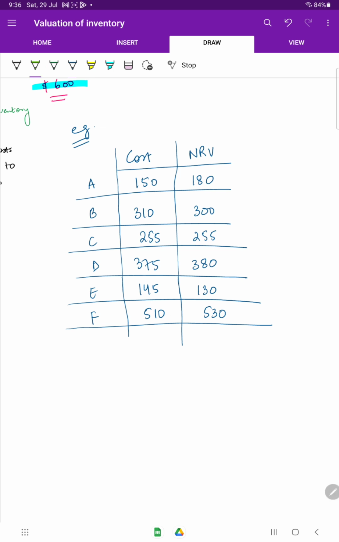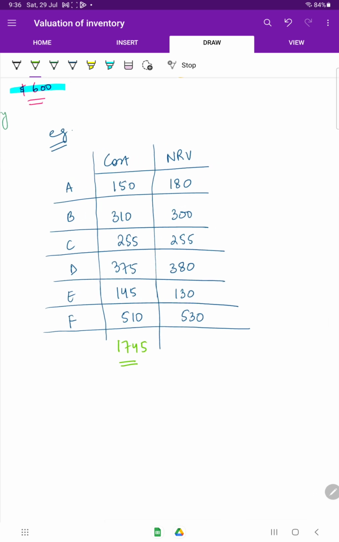Let's do it. 150, 310, 260, 255, 1745, and over here 1480, 1775. I'm getting this total.